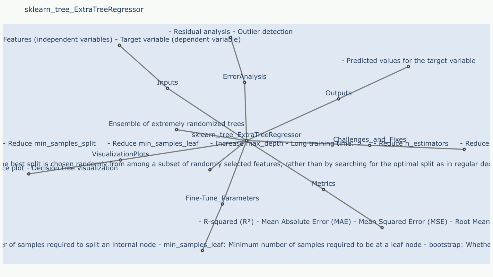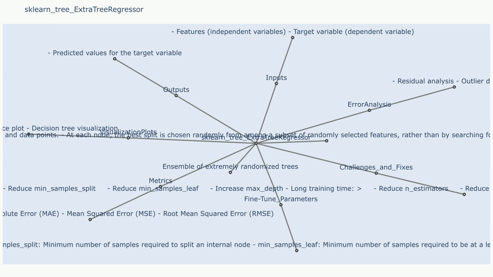Fixes. Use a smaller number of estimators to reduce the complexity of the ensemble. Adjust the max depth parameter to limit the depth of individual trees. Consider using a data preprocessing technique, such as feature selection or dimensionality reduction, to remove irrelevant or noisy features.